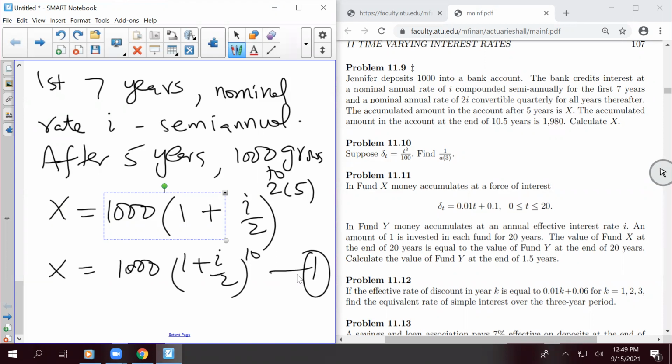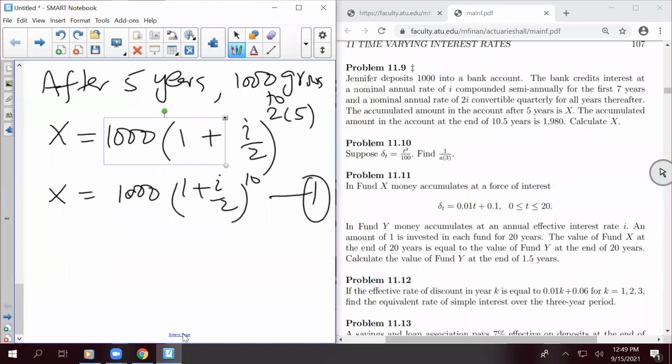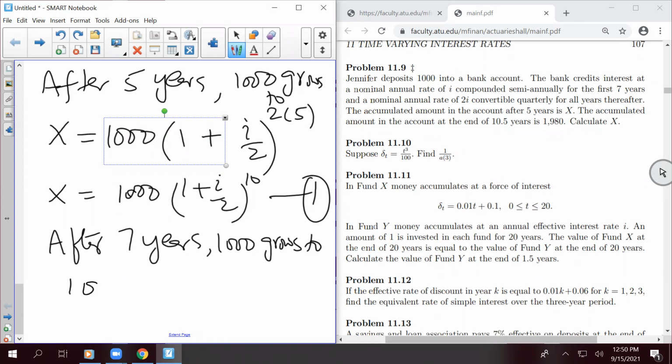And now the next thing is that the accumulated value at the end of 10.5 years is 1980. This semi-annual compounding is happening up to the first 7 years. So tell me, what will the 1000 grow to by 7 years? 1000 times (1 plus i by 2) to the power 14, right? 2 times 7. Same thing. Here we did 5 years. Now, for 7 years, it'll be 2 times 7.